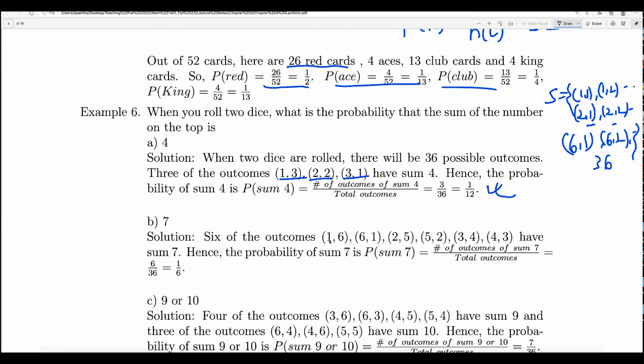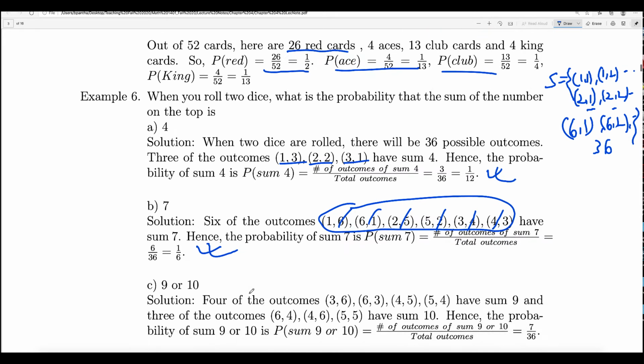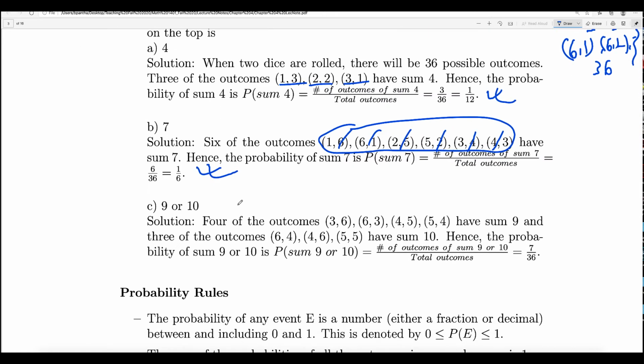Similarly, for the sum 7, these are the outcomes that have sum 7. How many? 1, 2, 3, 4, 5, 6. So 6 out of 36. The total is 36. 6 out of 36 is 1/6. Similarly, let's look at 9 or 10. How many outcomes have 9? So 1, 2, 3, 4. So there are 4 outcomes with sum 9, and then 3 outcomes with sum 10.